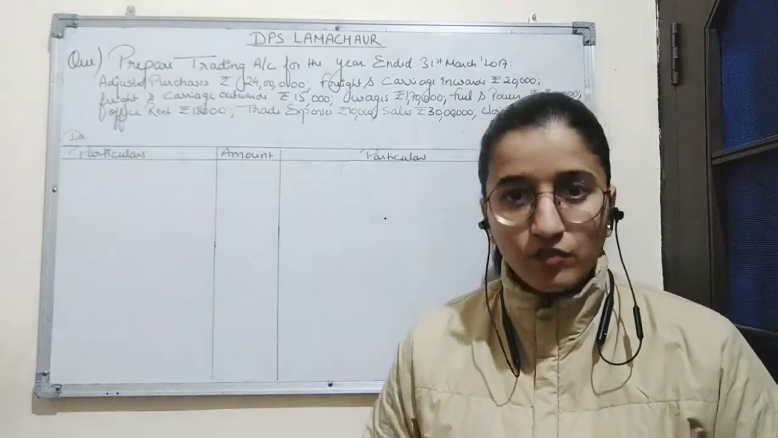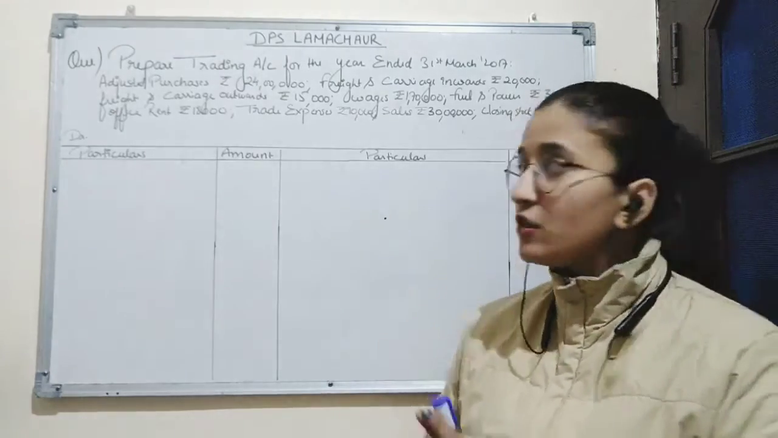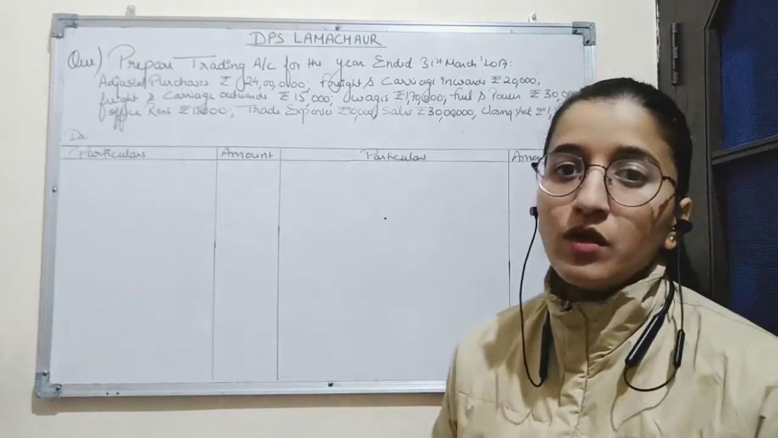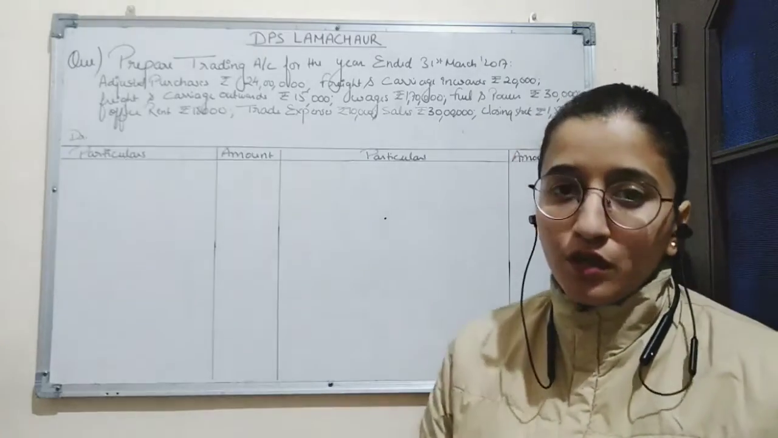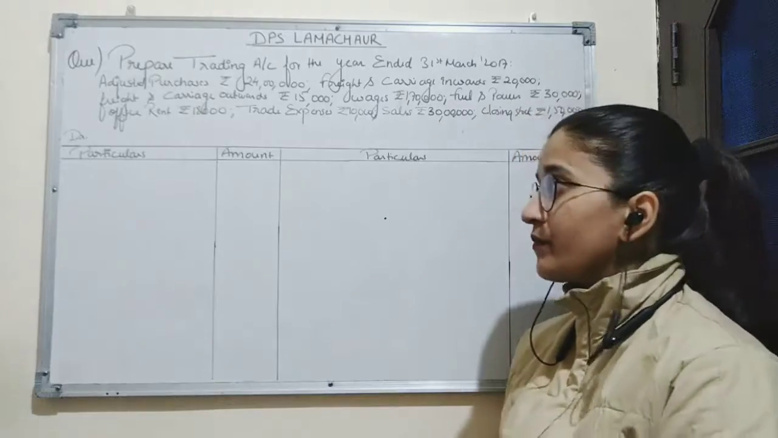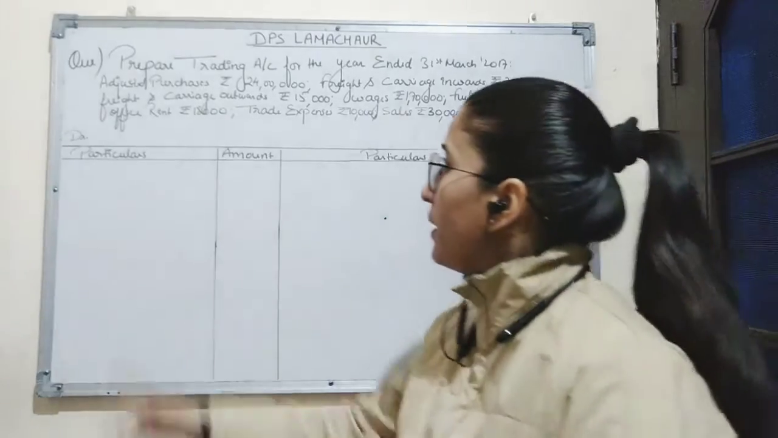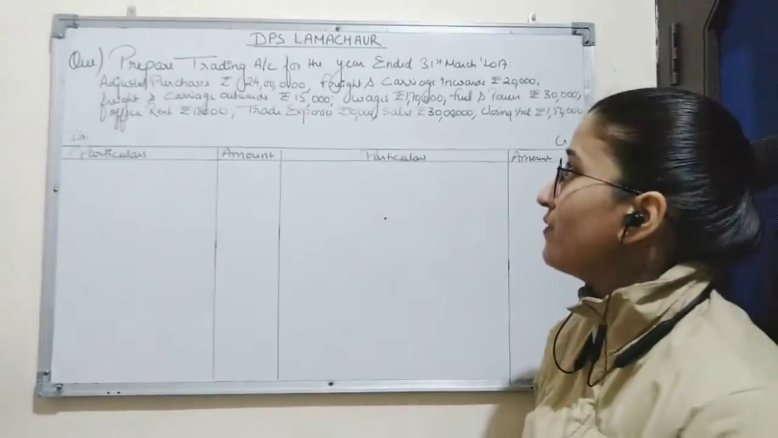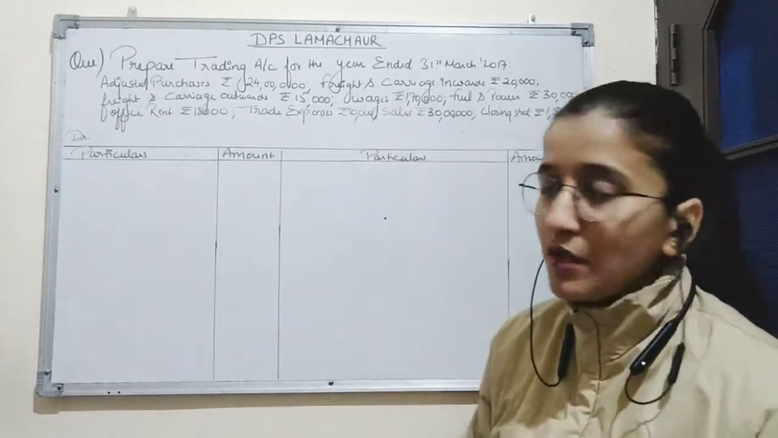Today in this session, we will be continuing with the topic trading account. In the previous lecture, we have solved one practical question based on trading account. So here we will be solving some more questions. The question here is, prepare trading account for the year ended 31st March 2017 from the following information.